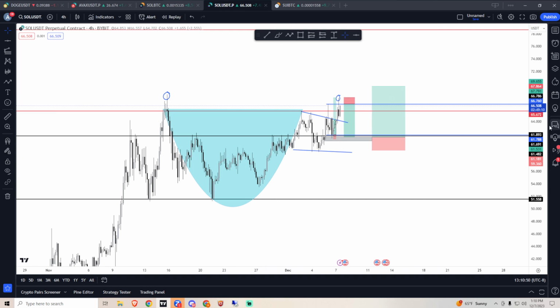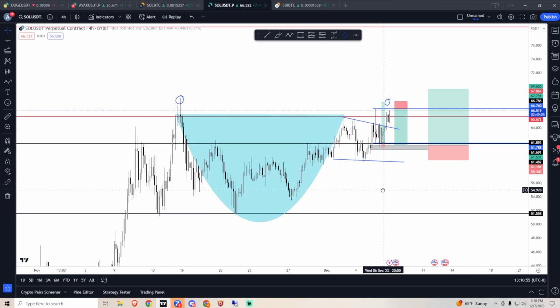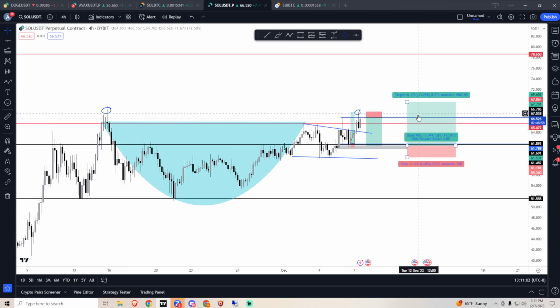My last warning to you guys, for those that aren't in the chat, wish them well if they do short. If this breaks the highs of 68, you will probably see a God candle to about 72 to 75.